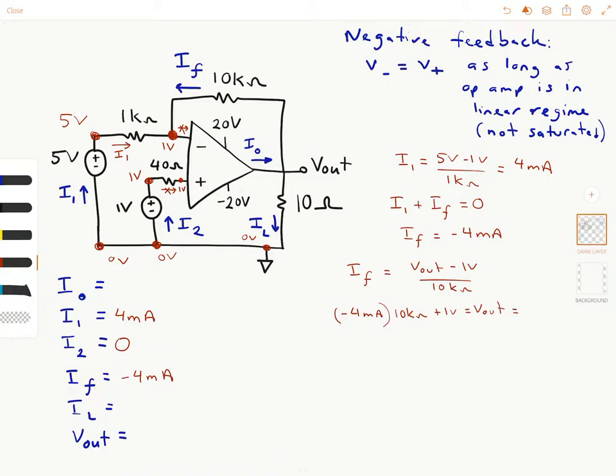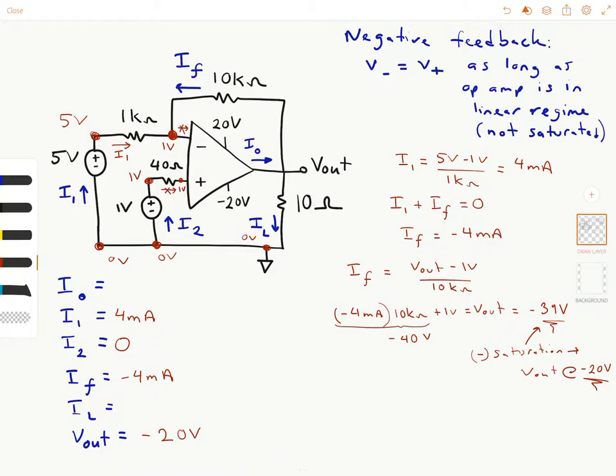So this means V out equals, what does minus 4 times 10 kilo ohms mean? Minus 40 volts plus 1, that makes minus 39 volts. The op amp is powered with 20 and minus 20 volts. So this shows that we are in saturation, negative saturation. So V out is really saturated at minus 20 volts. So V out is minus 20 volts.